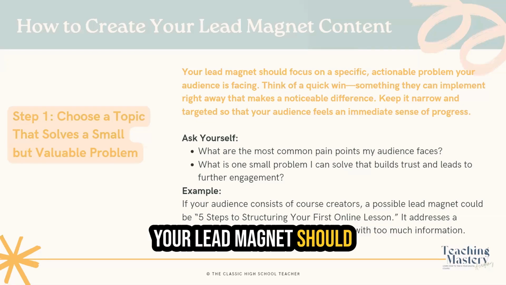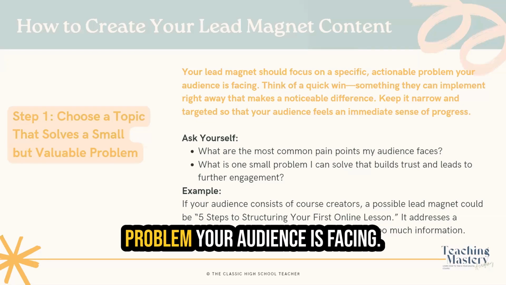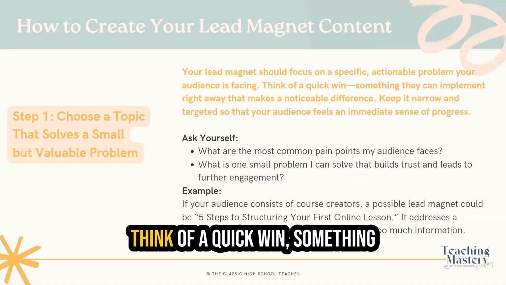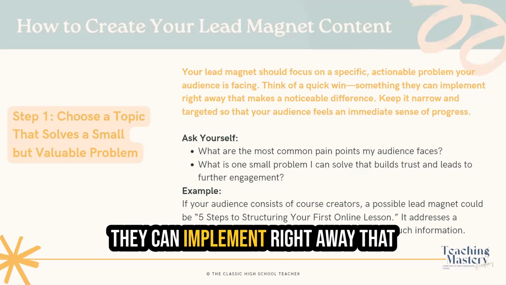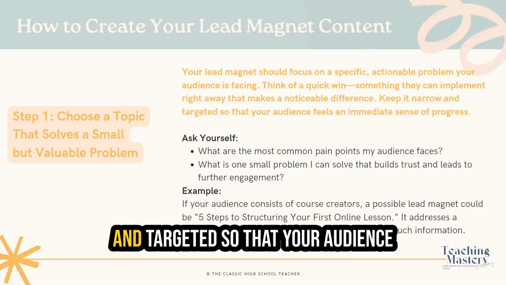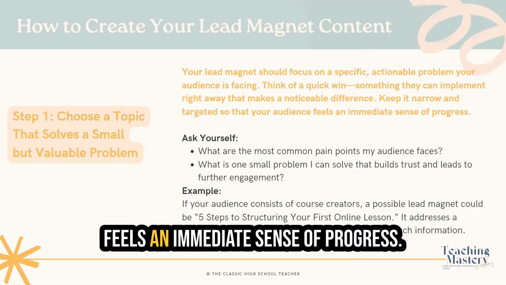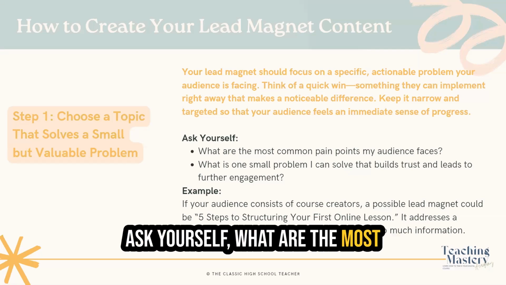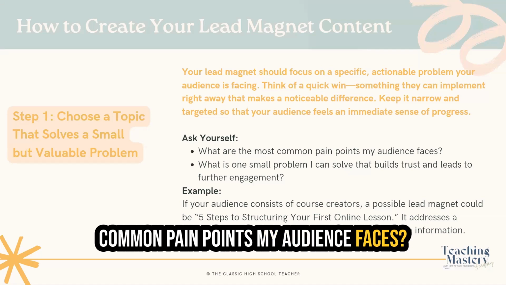Your lead magnet should focus on a specific actionable problem your audience is facing. Think of a quick win, something they can implement right away that makes a noticeable difference. Keep it narrow and targeted so that your audience feels an immediate sense of progress. Ask yourself, what are the most common pain points my audience faces?